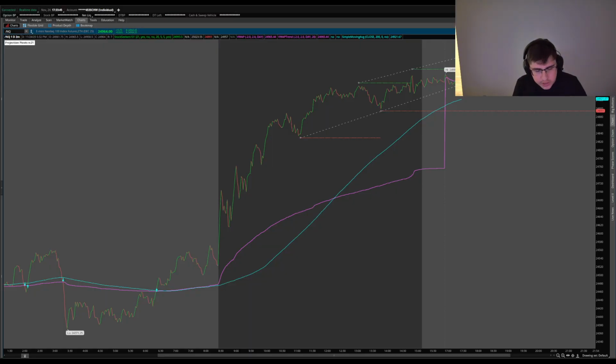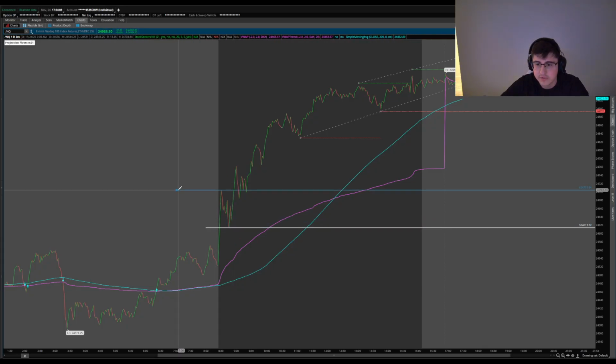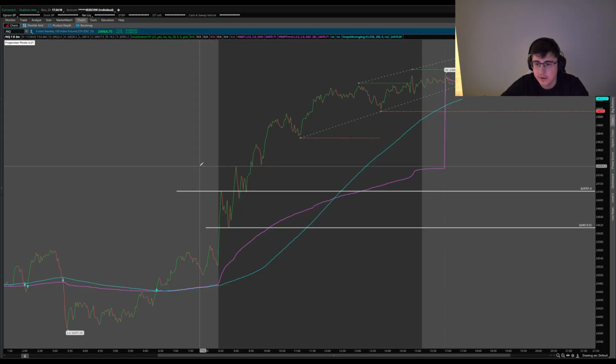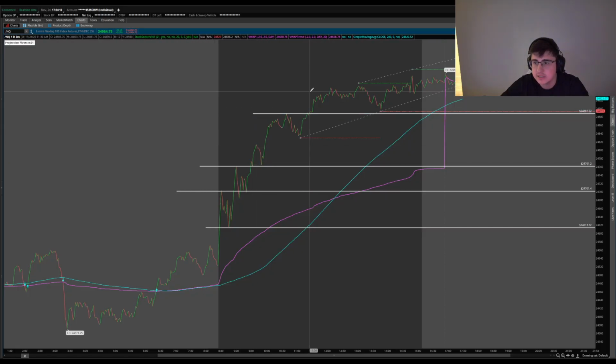I say only use this if you're struggling to identify zones and support and resistance. If you're fine with support and resistance and are grasping zones, there's no need to use this. This is only for people that are really struggling. You can easily see the support and resistance levels on this line graph, right here, right here, right here. Look how easy it is to identify those levels.